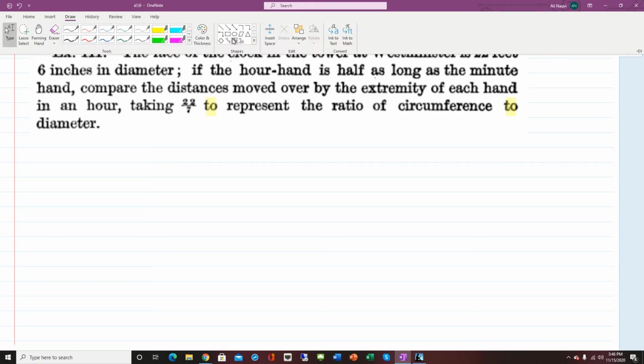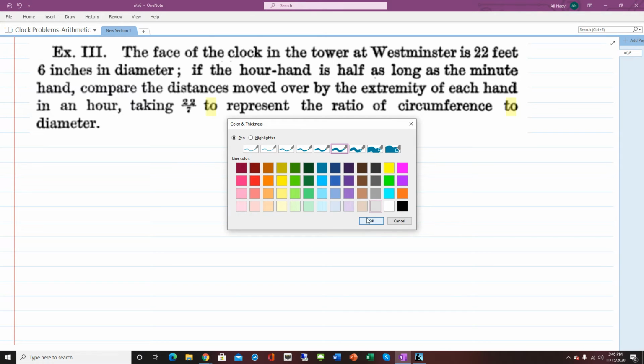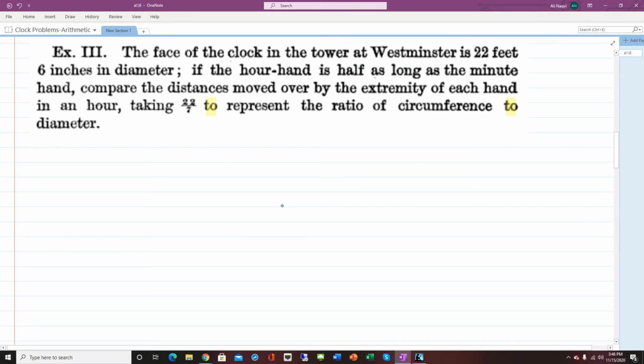Hello everybody. Today we're going to go over our third clock arithmetic problem. The face of the clock in the tower at Westminster is 22 feet 6 inches in diameter. If the hour hand is half as long as the minute hand, compare the distances moved over by the extremity of each hand in an hour, taking 22/7 to represent the ratio of the circumference to the diameter.